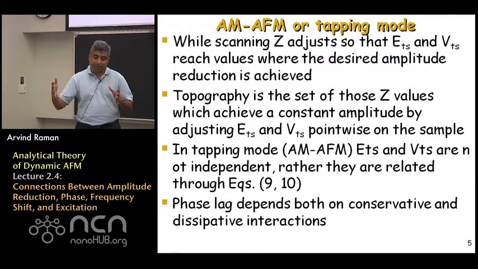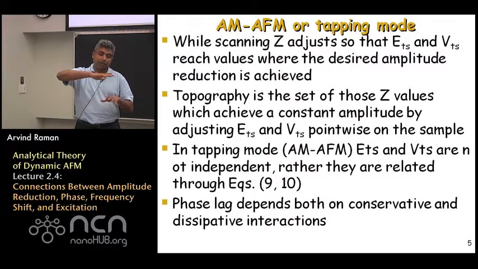As the scanner is scanning over the sample and there are topography variations, the Z is going to change from point to point of the sample, because Z is the gap between the undeflected cantilever and the surface. As the surface topography changes, Z naturally changes. As a result, ETS and VTS are going to change, and with them the amplitude is going to change.